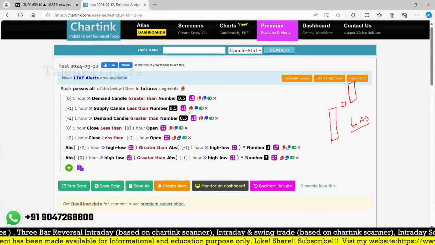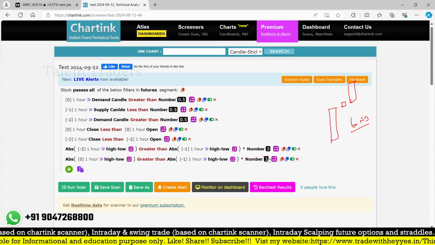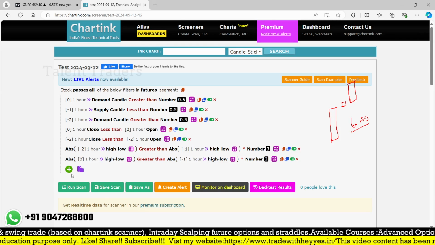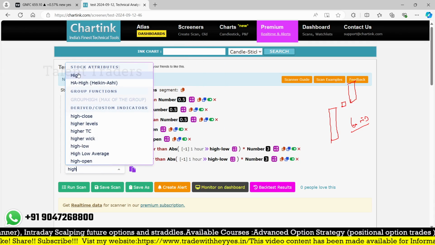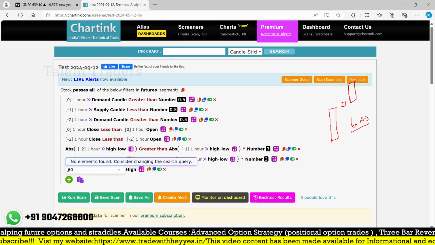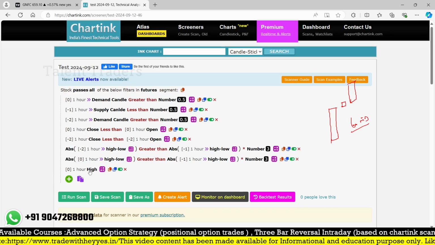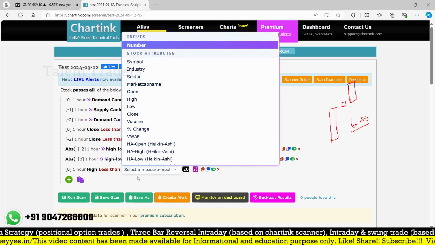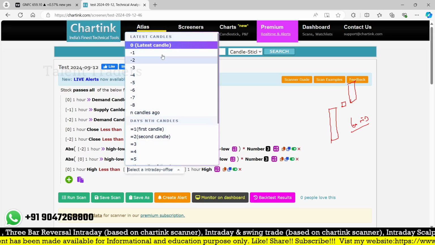Instead of 4, we will use 3. Okay, that is a 3. And this current candle low should be greater than the previous candle low, so that will help. For example, the high of the current candle, in the 1 hour time frame, must be less than the high of the previous one. This will fetch you -1.